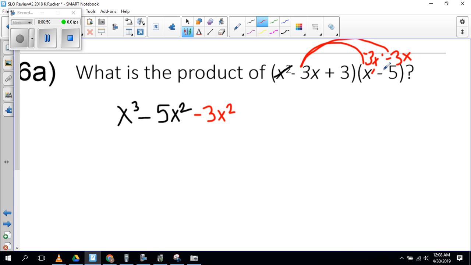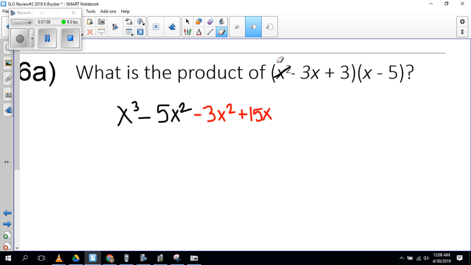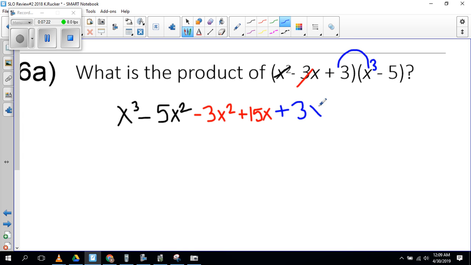So negative 3 times negative 5 gives us a positive 15. And we only have that just that one x. Okay, so now I am done with the negative 3x. All I need now is for 3 to visit everybody. So 3 is going to come over here and visit x. That gives us a positive 3x. Now 3 is going to visit negative 5. 3 times negative 5 is negative 15.